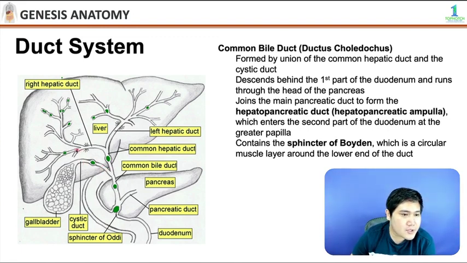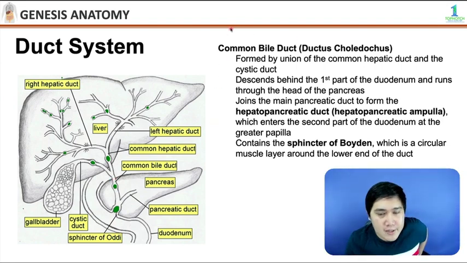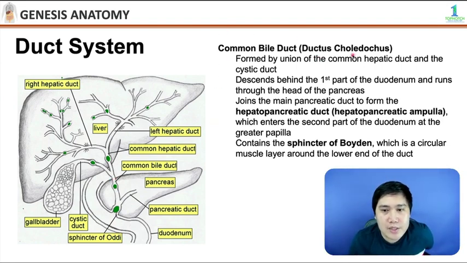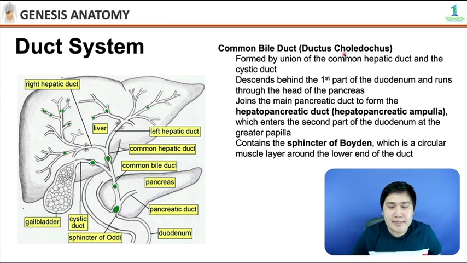This is your right hepatic duct, left hepatic duct. Your right and left hepatic ducts will form the common hepatic duct. Your common hepatic duct will join the cystic duct to form your common bile duct, or ductus choledochus. That is why we call a stone in the common bile duct choledocholithiasis.